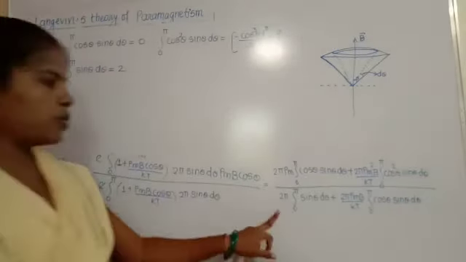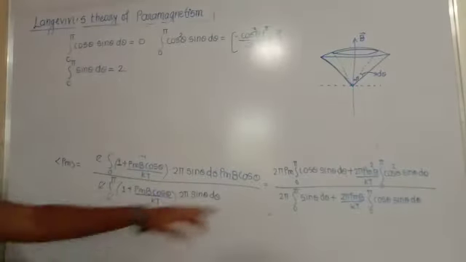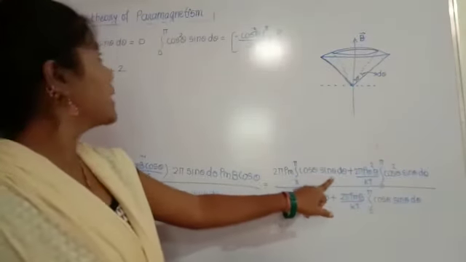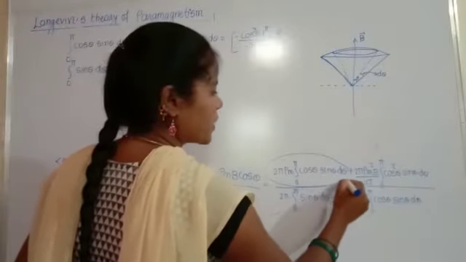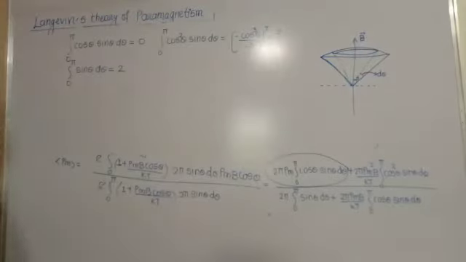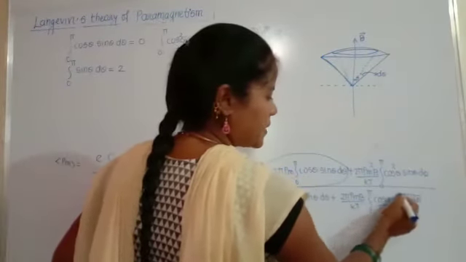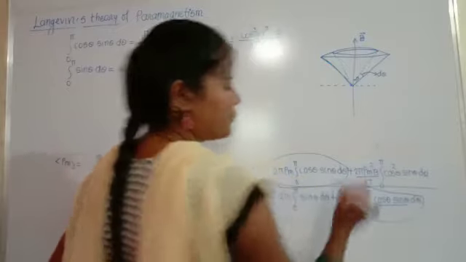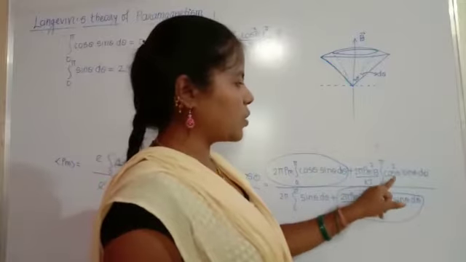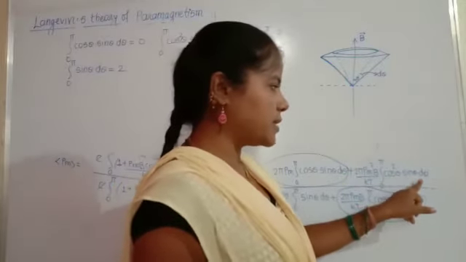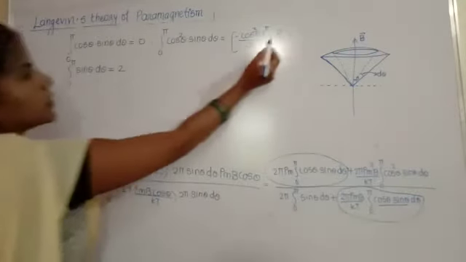So put this value in this equation. The first term, integration cos theta into sin theta, becomes 0, so this total term becomes 0. Again, the denominator term also has cos theta into sin theta, so this total term becomes 0. Then the remaining term is twice pi pm square b by kt cos square theta into sin theta d theta. The cos square theta sin theta d theta term is 2 by 3.